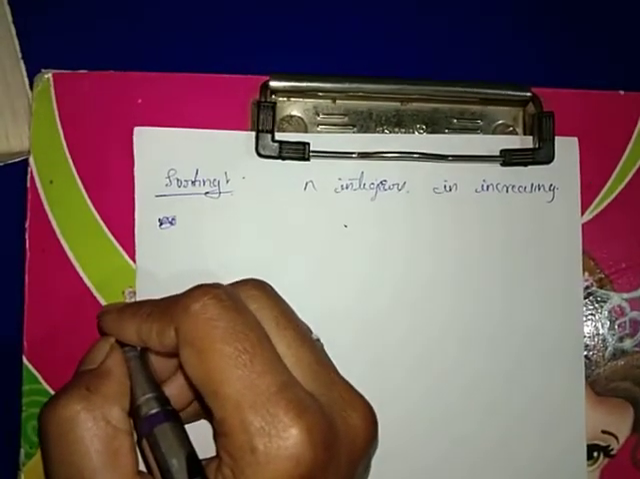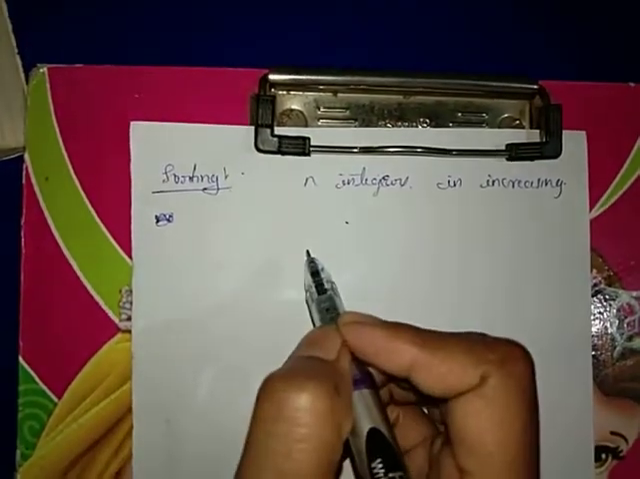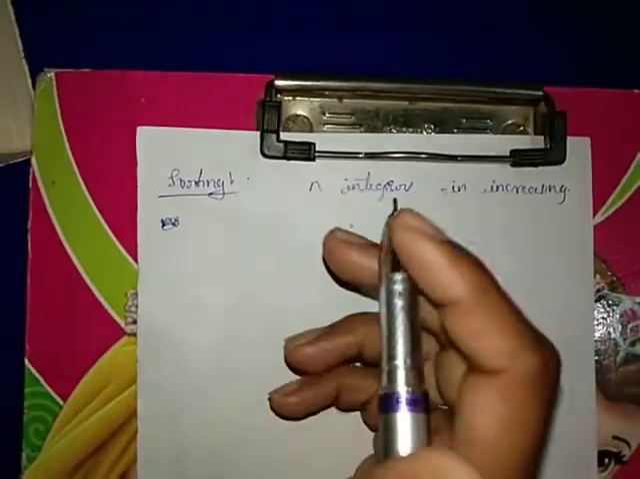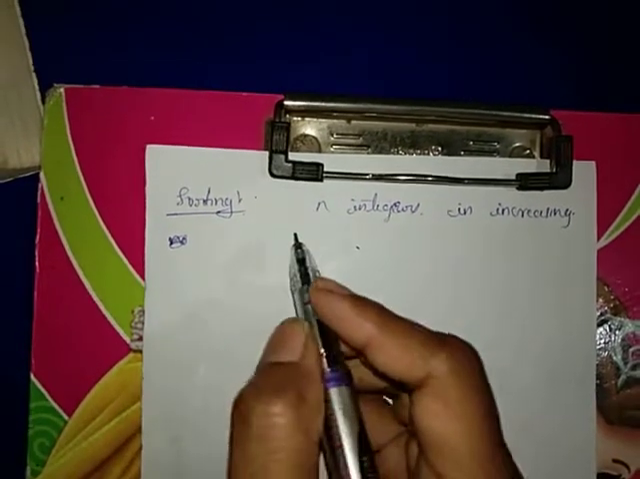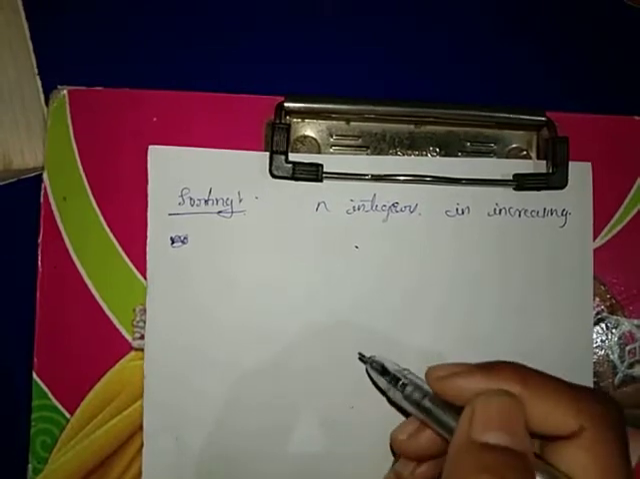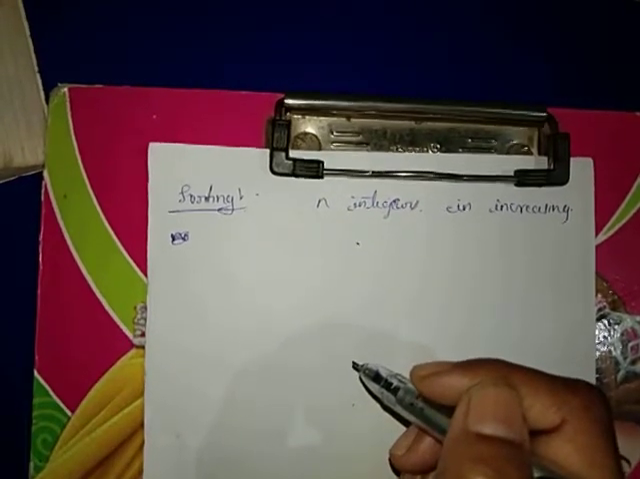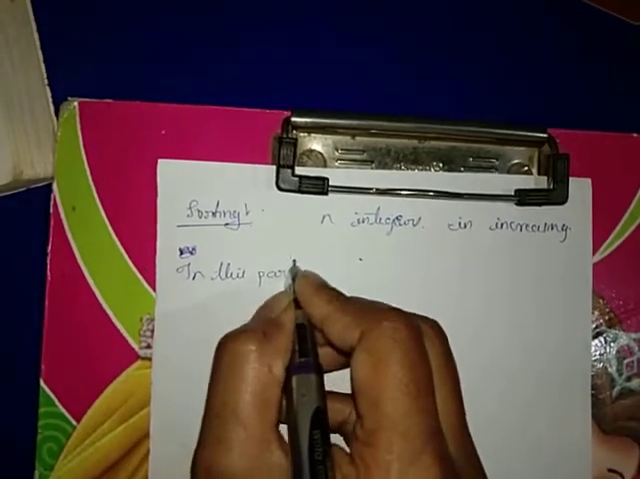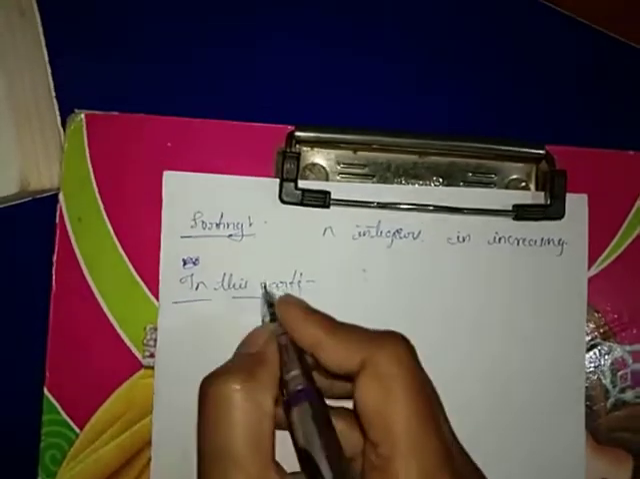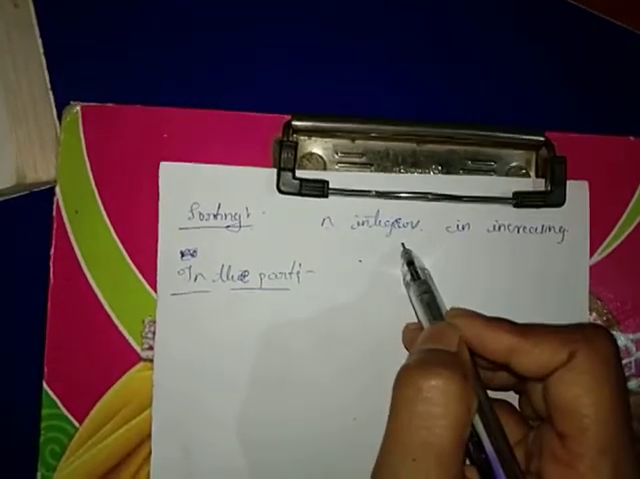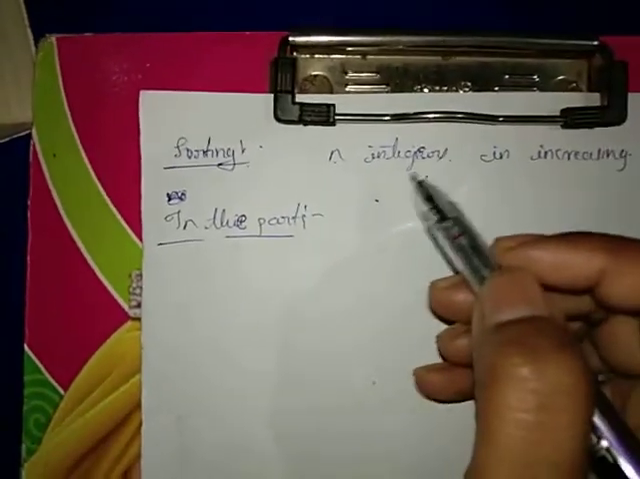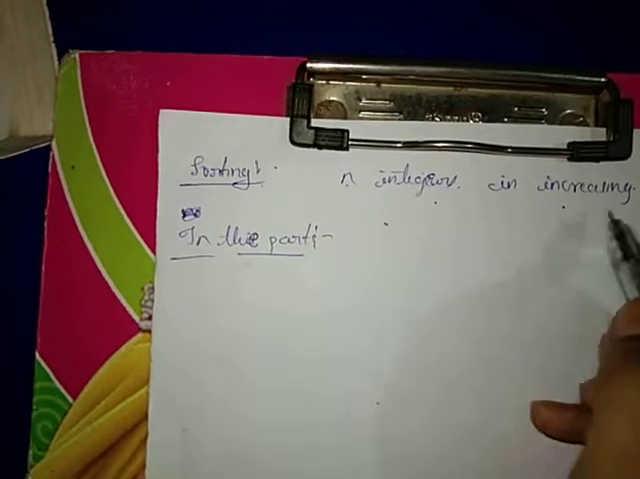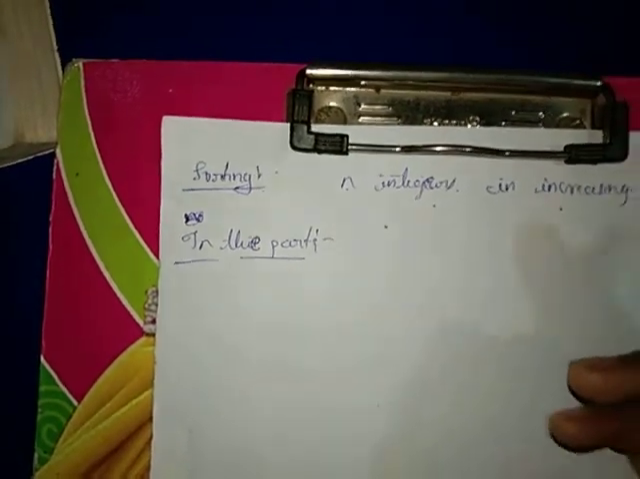So the most common way of carrying out sorting consists of two parts. So there will be a list of n integers. We have to rearrange those n integers in increasing order. The easiest way of carrying out this sorting consists of two parts.